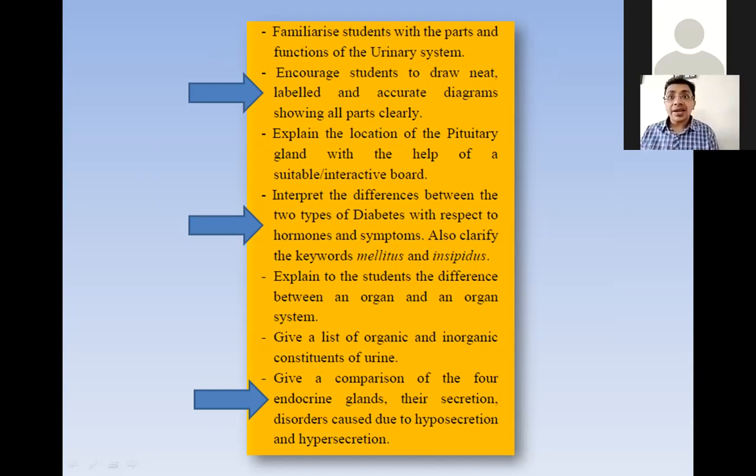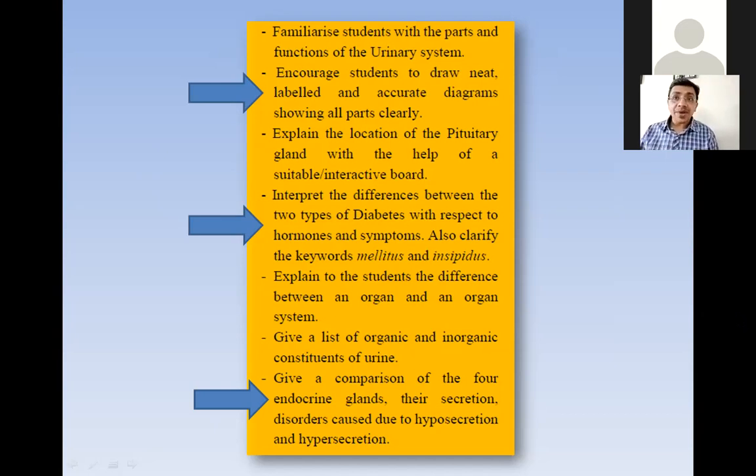Okay. Next, explain to the students the difference between an organ and an organ system. You should clearly know that. If I talk about kidney, it is an organ. But if I talk about excretory system, it doesn't include just the kidney. Along with that, you have ureters, urinary bladder, urethra, all these together, right? And apart from that, you should also know the organic and inorganic constituents of urine properly. So do not skip that part.